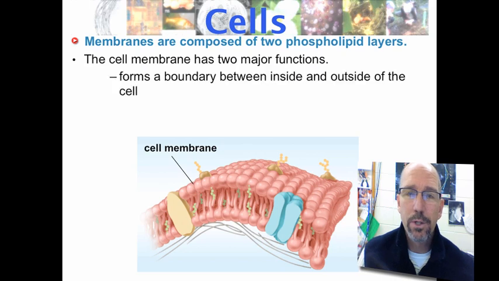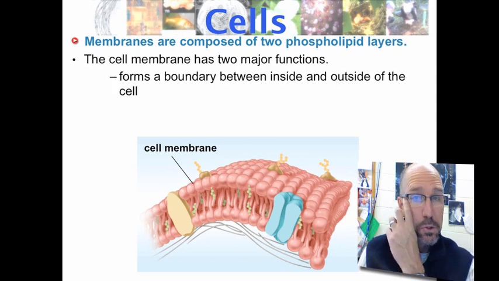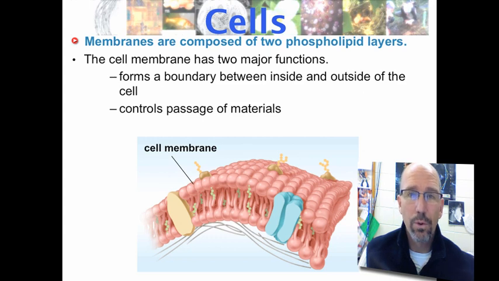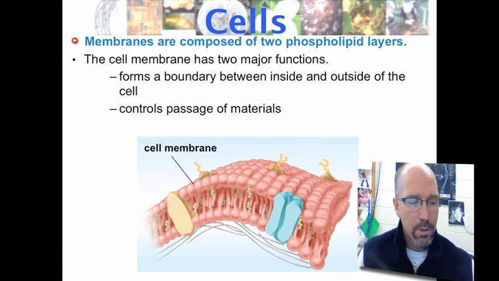And a cell membrane has two major functions. I've already kind of alluded to some of that. It's going to form a barrier between the inside and outside of cells, but not only the inside and outside of cells, but also those organelles that we find inside of eukaryotic cells. It's also going to be a barrier to isolate and localize the chemical reactions that happen in those. And it's also going to control the passage of materials.